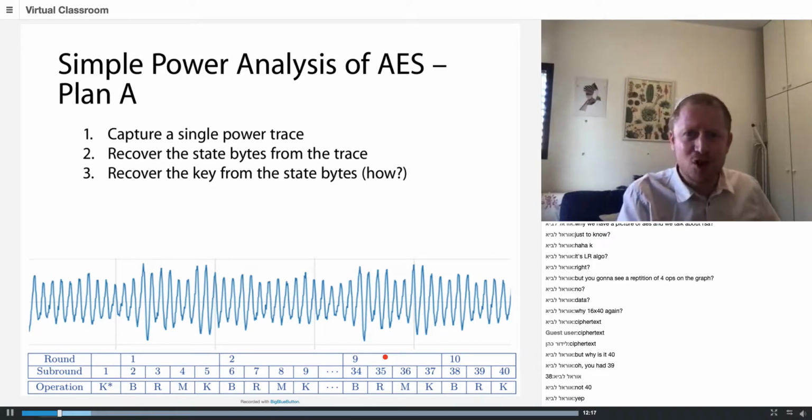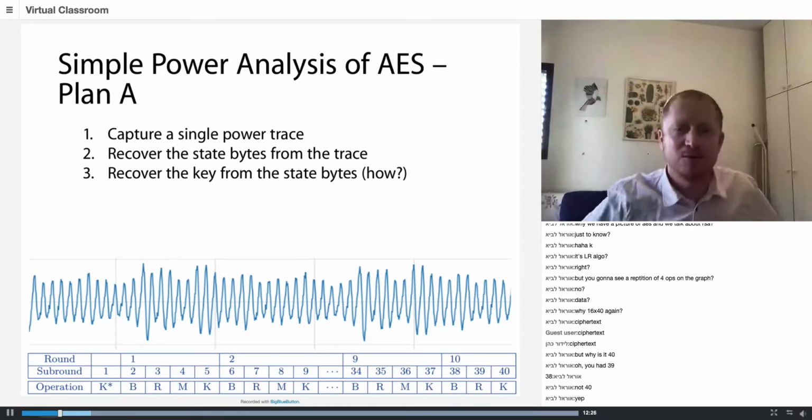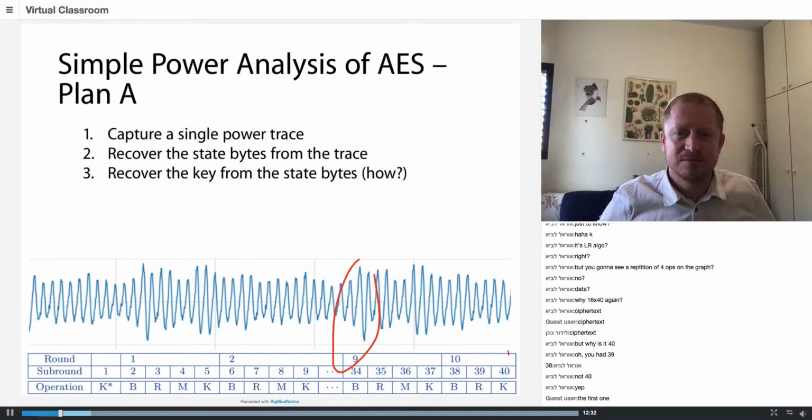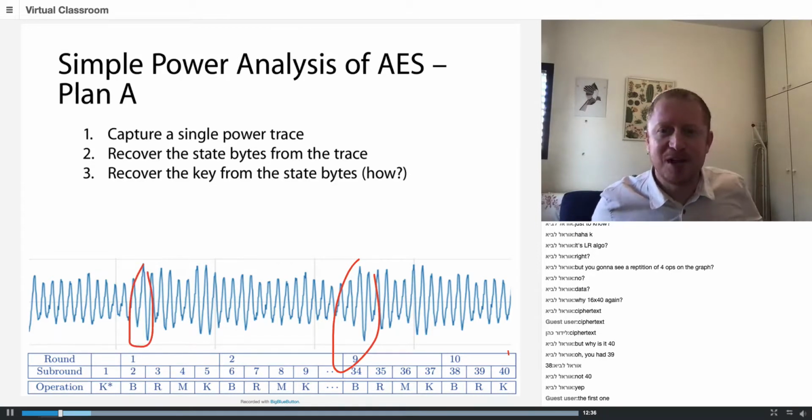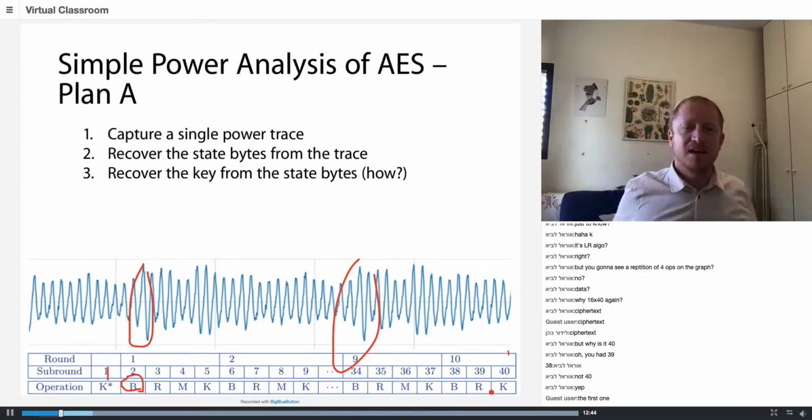Let's do this shared whiteboard style. Which of these sub-rounds do you think is the best one to look at as an attacker to find out the key? So I don't think you should be referring to the power trace itself, but here I have 40 operations. So which one of them should I be hitting as an attacker?